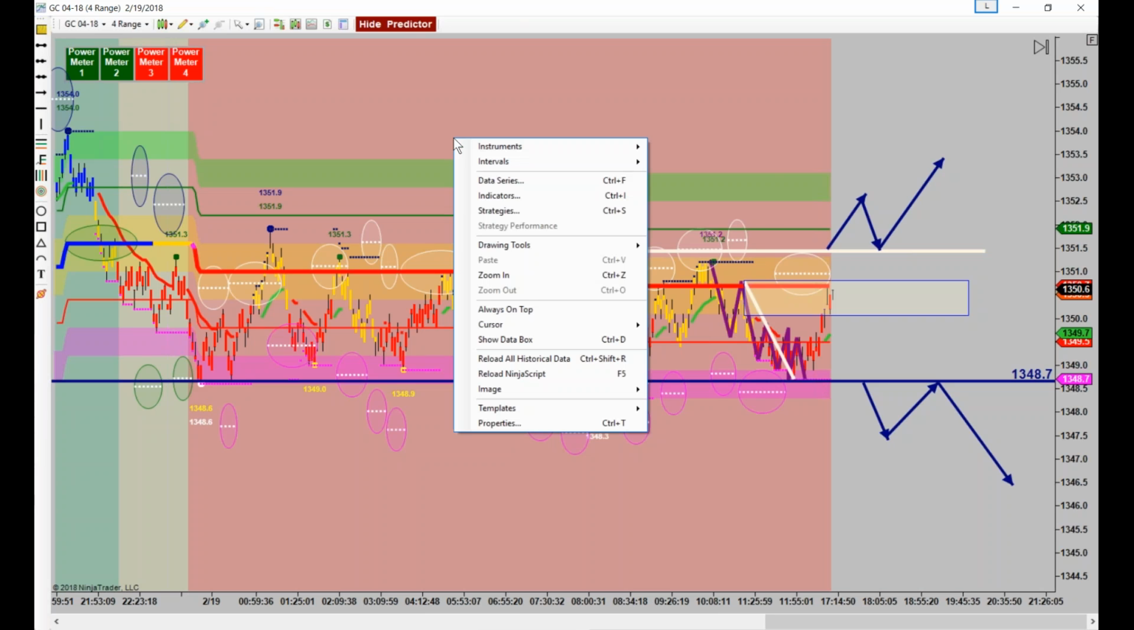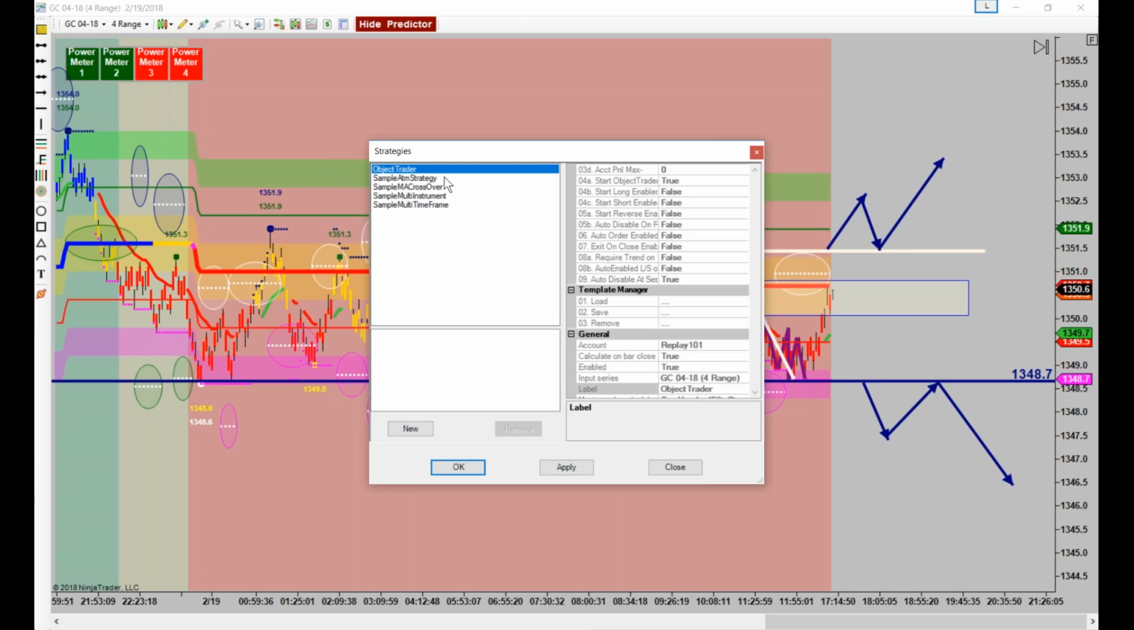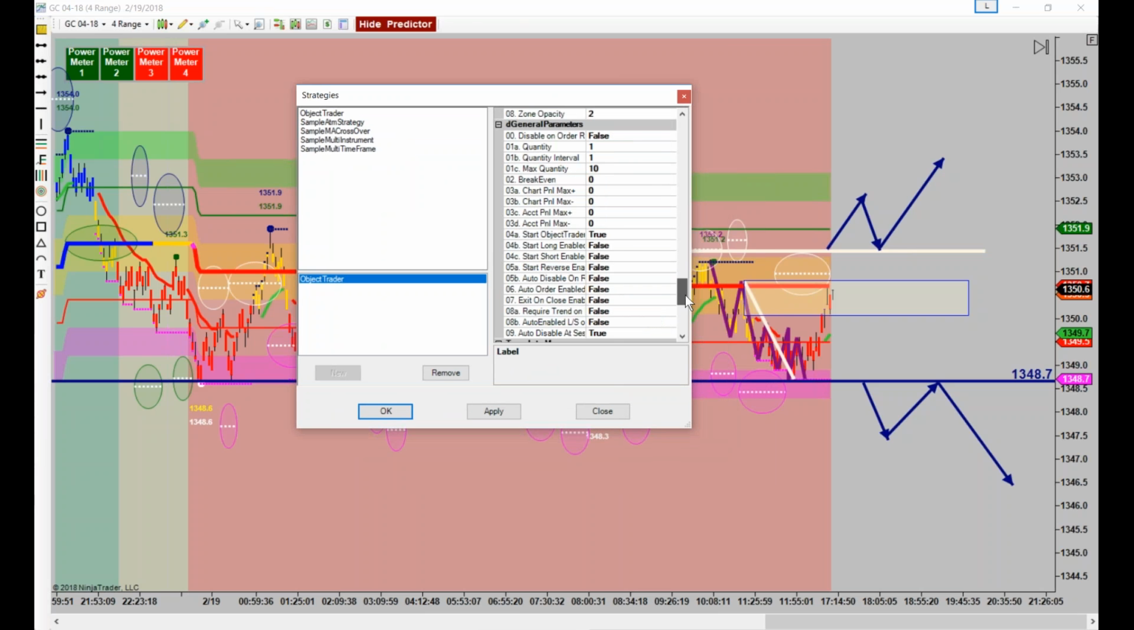Okay, so let's go ahead and do our strategy. And let's see, let's go ahead and do no more than 5. That would be if you wanted to do 5 with gold. That's $50 a tick, so you might not want to do that. But I'm going to put that as my maximum anyway. Okay, and then start object trader true, start long enabled false and short enabled false. That's good. So let's go ahead and start it.